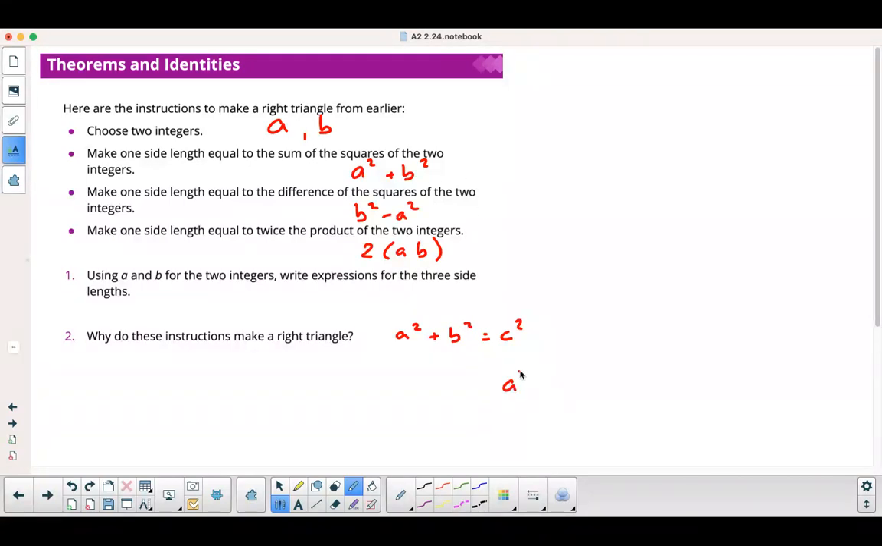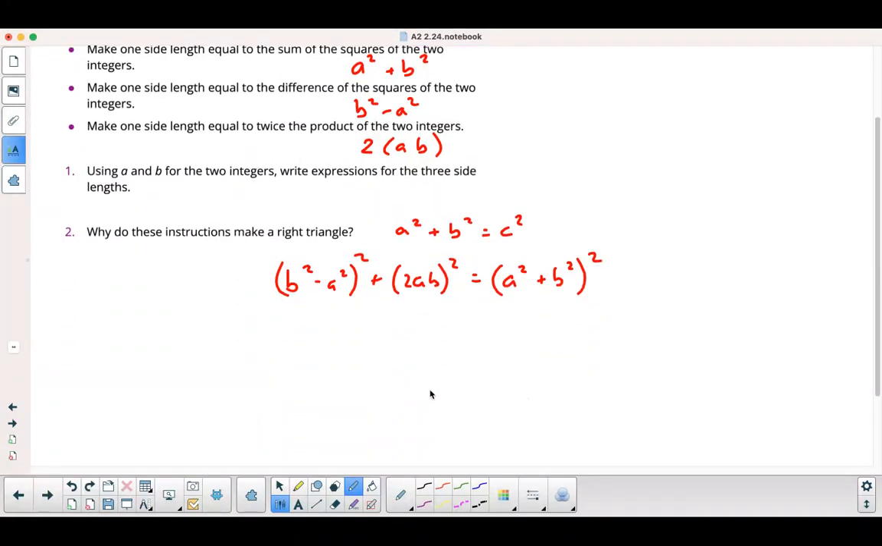So if I plug this into the Pythagorean theorem for c, and then one of these would have to be a, and then this would be, I'll just make it 2ab, square the whole thing. Let's see if I can use algebra and get this to equal that.